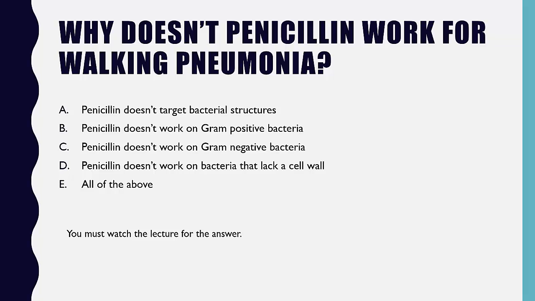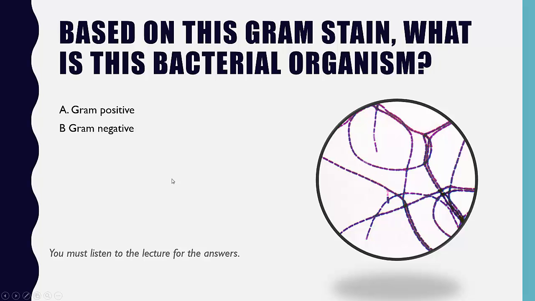Why doesn't penicillin work for walking pneumonia? A, penicillin doesn't target bacterial structures. B, penicillin doesn't work on gram-positive bacteria. C, penicillin doesn't work on gram-negative bacteria. D, penicillin doesn't work on bacteria that lack a cell wall. E, all of the above. Well, this is Mycoplasma, so it doesn't have a cell wall. Penicillin isn't going to work on bacteria that lack a cell wall because these bacteria will also lack PBP enzymes.